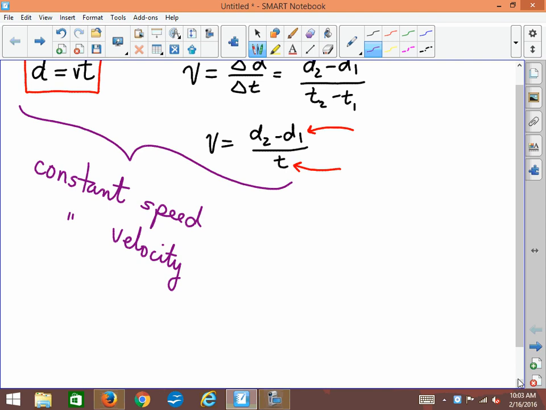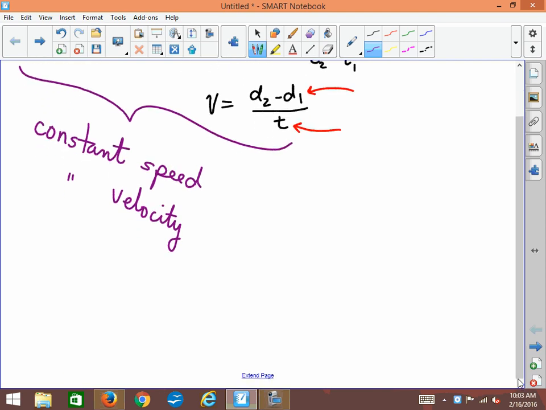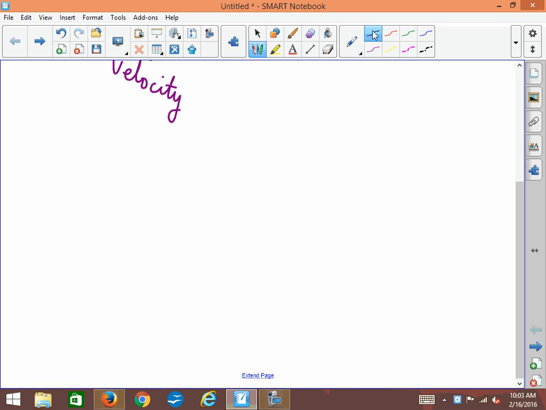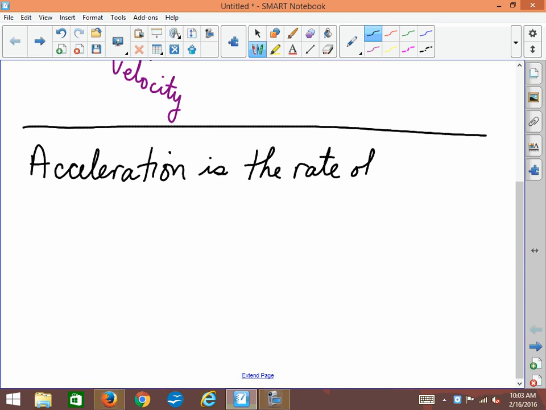We want to look at what we can add to our toolbox of tools that might help us describe what happens when speeds change. And of course, that means that what we're talking about is acceleration. Acceleration is the rate of change of velocity. The rate of change of velocity.